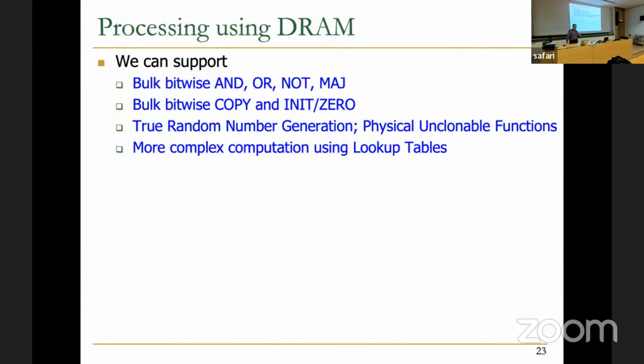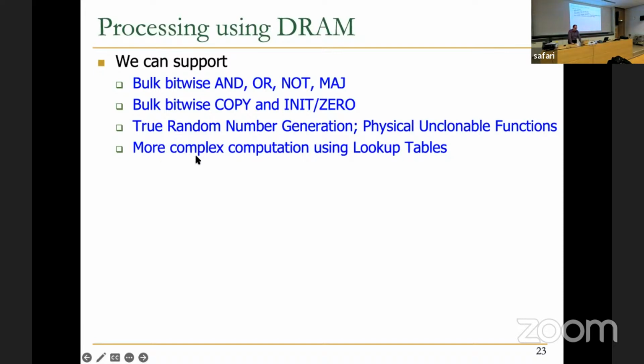Now I want to look a little bit more at processing using DRAM. As I said, when you work on processing using memory in general, we always try to find the opportunity that you can do some computation. And then the next step is how we can benefit from such computation in order to provide support for more sophisticated applications. So here, for example, we are discussing processing using DRAM, and we can support bulk bitwise AND, OR, NOT, or majority gates. We can do bulk bitwise copy, or initialize, or let's say reset the whole row to 0. We can also generate true random numbers, and we can also generate physical unclonable functions that can be used as a signature of your device.